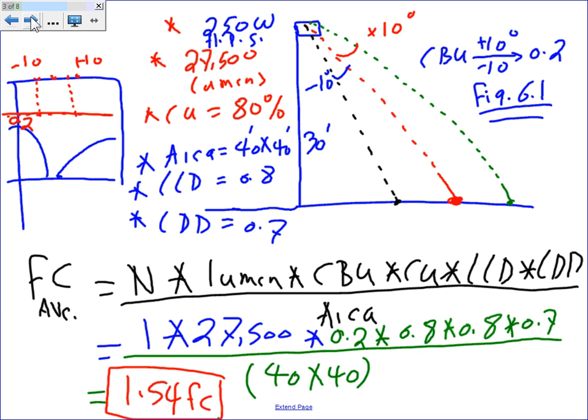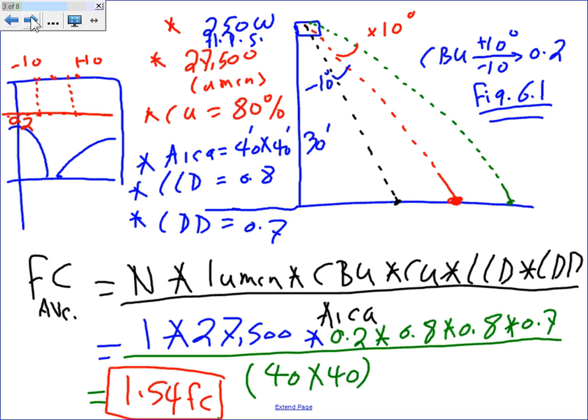Okay, so this is what I'm giving you, an example. I want you to do it based on plus or minus degrees above the aiming point. You need these degrees, by the way. Without them, you cannot calculate the coefficient of beam utilization. I'm going to make it easy for you on the test. I usually will give you the beam.